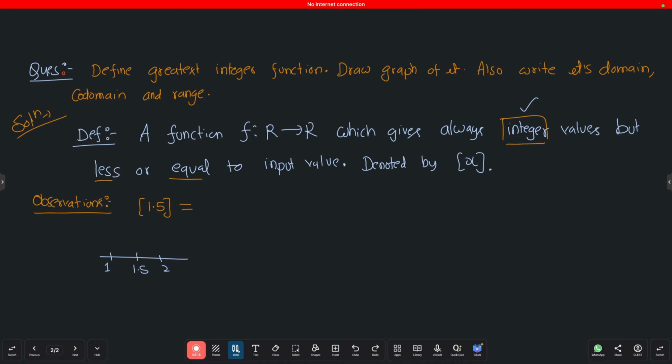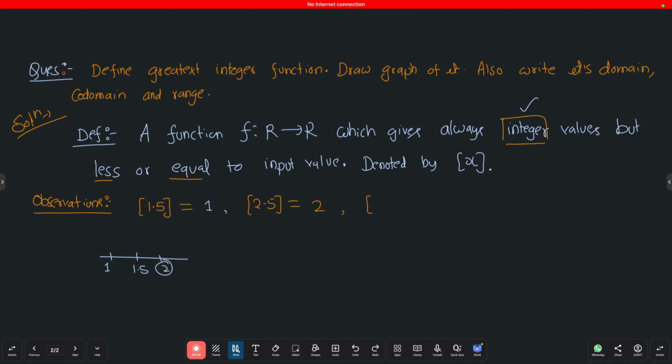So the answer is either 2 or 1, but if you give 2, it is greater than the input value, and greater than input is not allowed. Less than allowed, equal allowed. It means answer is 1. You have to give just the integer before the input value. Similarly, if I ask what is this value, 2.5, then answer is 2, because answer is always integer.